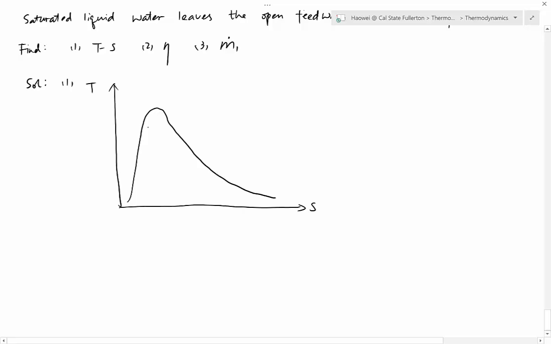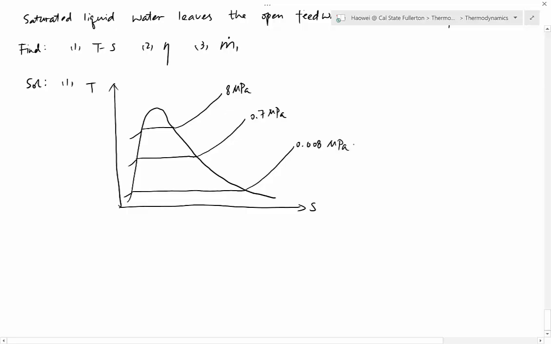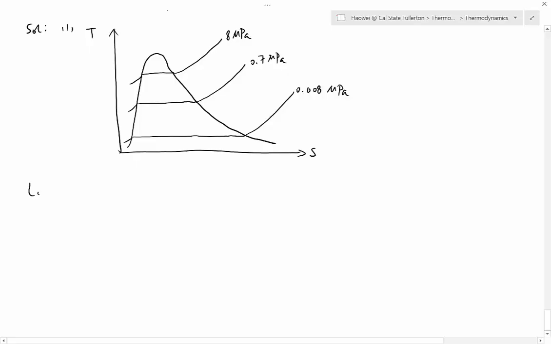We have a vapor dome first. Sketch a constant pressure line. We should have 3 of them because we have 3 pressures. Okay, so the top one is at 8 megapascal. The middle one is 0.7 megapascal. And the bottom one is 0.008 megapascal. First thing, locate point number 1.